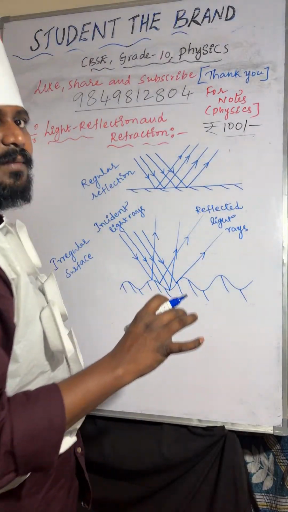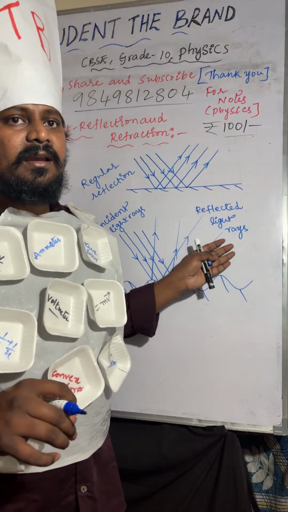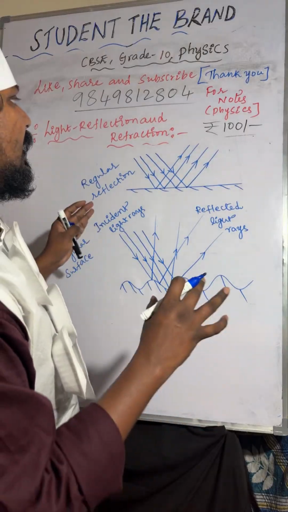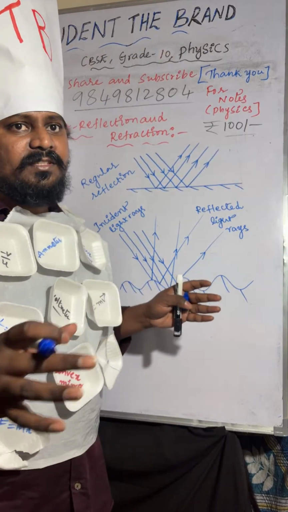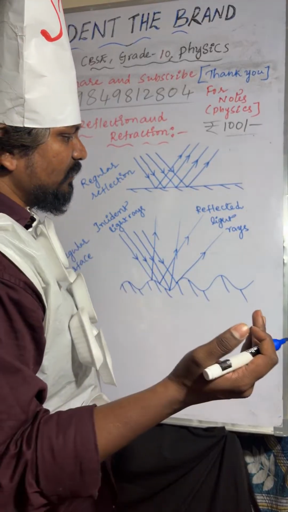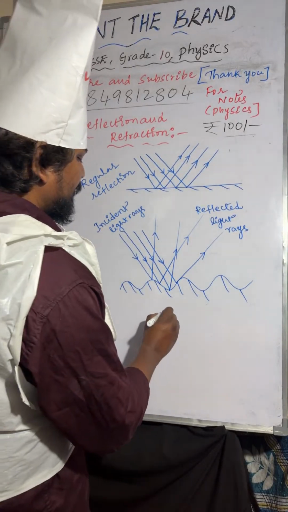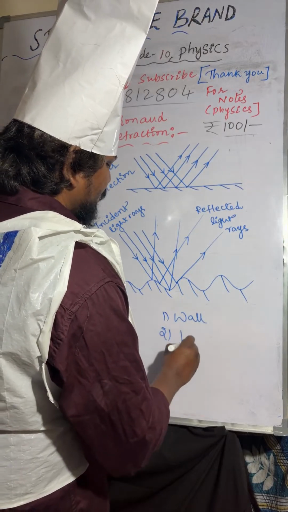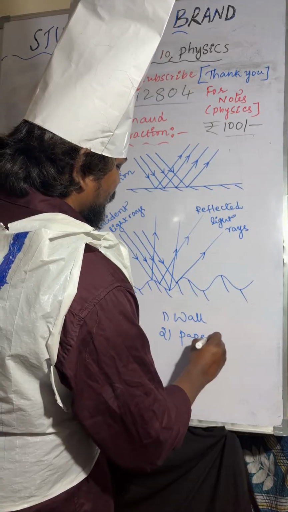Okay, incident light rays are parallel, but reflected light rays are not parallel to each other. This type of reflection is called irregular reflection. Irregular reflection takes place on a rough surface. Examples of a rough surface: a wall, and second one is paper.